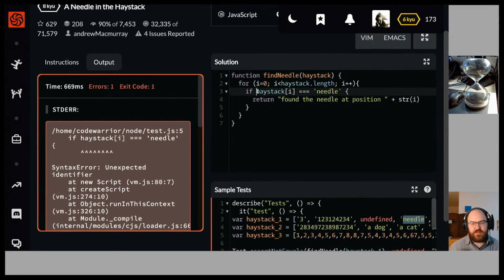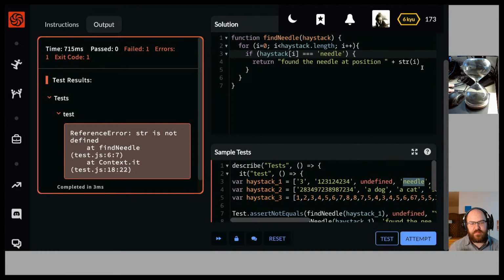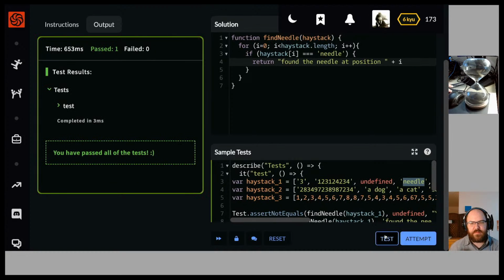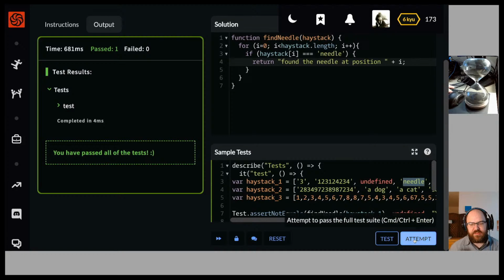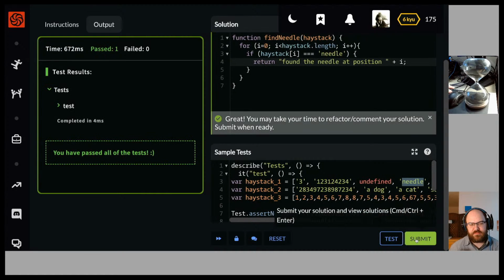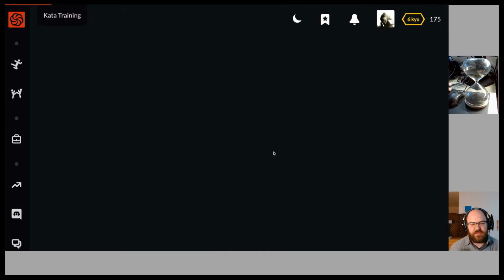Oh, also, in JavaScript, conditionals need to be wrapped in parentheses. String is not defined. What if I just plus i and let it figure out typing? That works. Don't forget the semicolon. I'll be interested to see some of the solutions here.